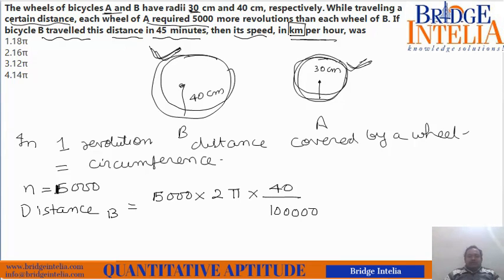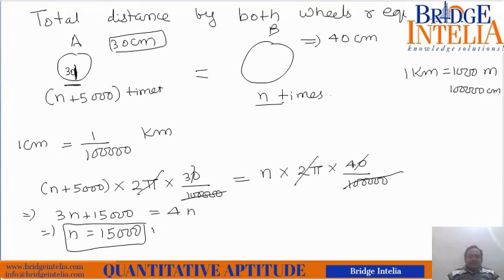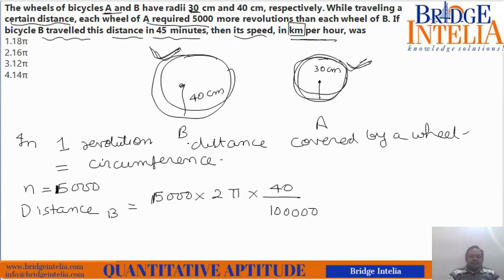N is equal to 15,000, not 5,000. So as we have solved here, n has come out to be 15,000. This is the total distance covered by B, and B has covered this distance in 45 minutes. We better convert this into hour because we have to find speed in terms of kilometer per hour. So 45 minutes is equal to 3/4 of an hour.